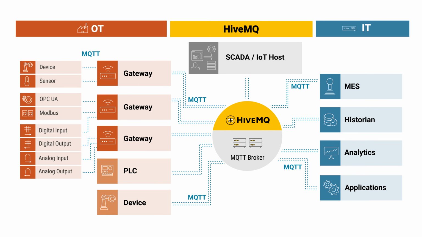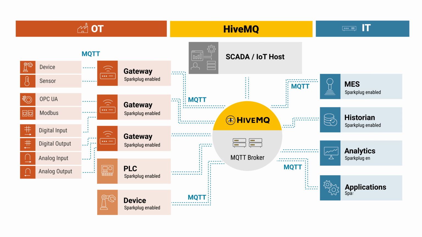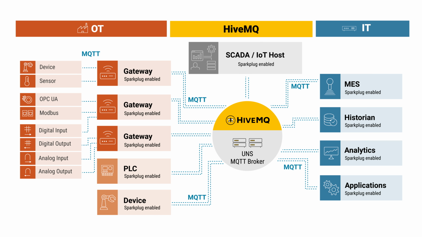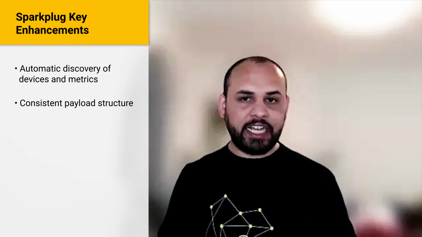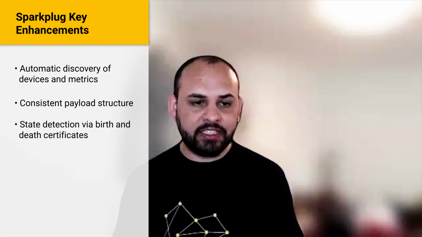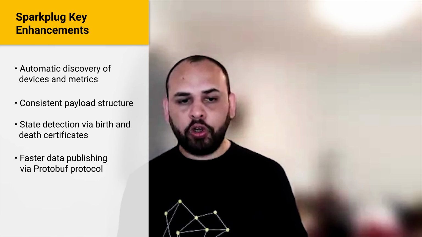Also, a lot of manufacturers use Sparkplug to streamline device communication. It's a very popular protocol used in OT environments. Sparkplug provides some very important enhancements, such as automatic discovery of devices and metrics, consistent payload structure, state detection using birth and death certificates, and faster data publishing via the Protobuf protocol, which is a binary method. Thanks to Sparkplug, devices can report not just their data, but also their status, making it easier to detect failures and manage real-time operations.